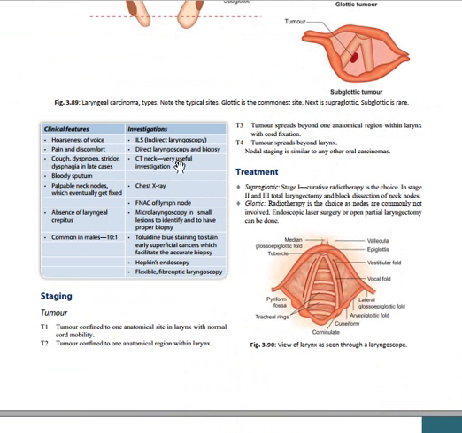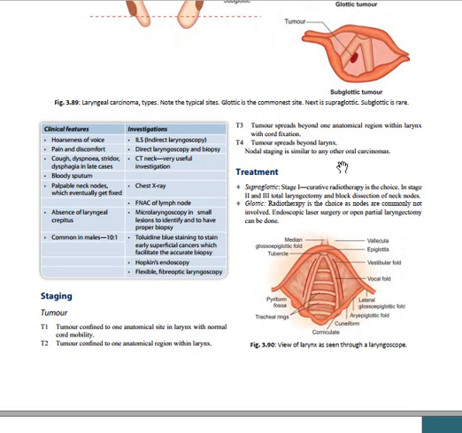What are the clinical features and the investigations you do in laryngeal cancer? For the clinical features, since it is close to the vocal cord, the patient will have hoarseness of voice. You will have pain and discomfort. You may have cough, because there are cough receptors located in the larynx, and dyspnea, because protrusion into the laryngeal opening may cause obstruction. You have stridor also because of that obstruction. You have dysphagia in late cases. You have bloody sputum, also in late cases. You have palpable neck nodes.